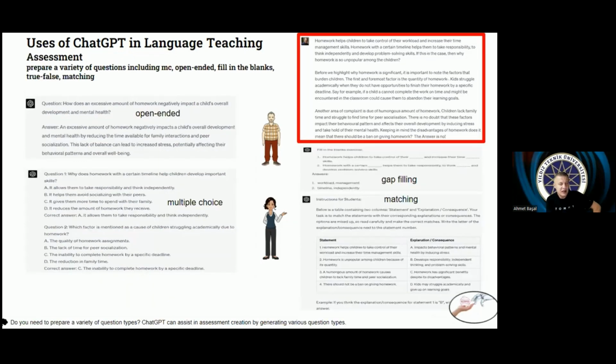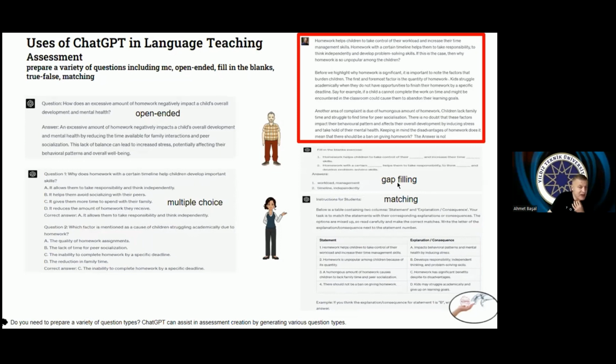The next one is ChatGPT can be used by English language teachers in assessments. So ChatGPT can prepare a variety of questions, including multiple choice, open-ended, fill in the blanks, true false, matching. It depends on the creativity and also pedagogical background of the teacher. So when you are using ChatGPT, there should be some kind of pedagogical rationale before our use. So for the open-ended question, I want ChatGPT to prepare an open-ended question based on this text. And I want ChatGPT to prepare multiple choice questions based on this text.